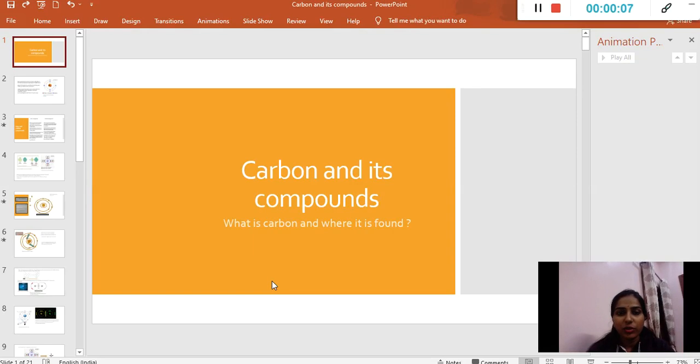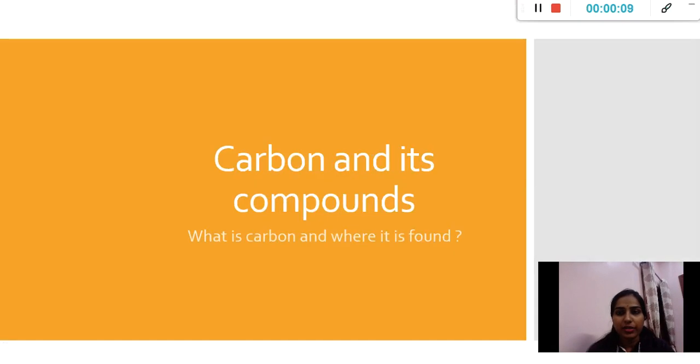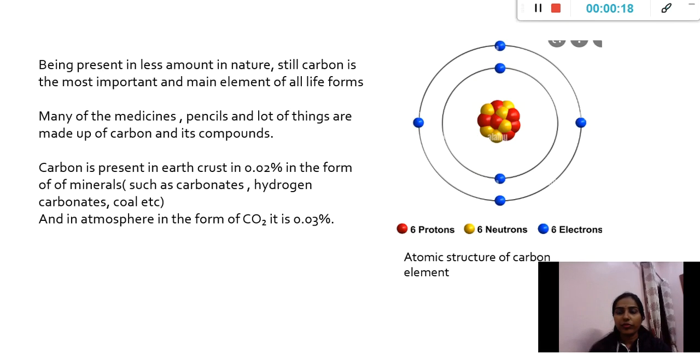Today we will study the topic carbon and its compounds. So, what is carbon and where is it found? What is carbon? You have earlier studied about carbon. Carbon is a non-metal. First of all, carbon is an element and carbon is a non-metal.